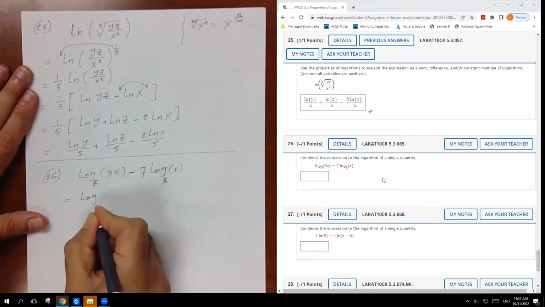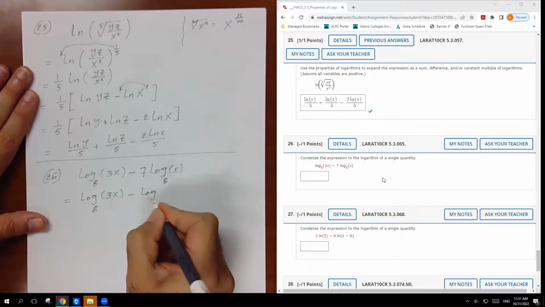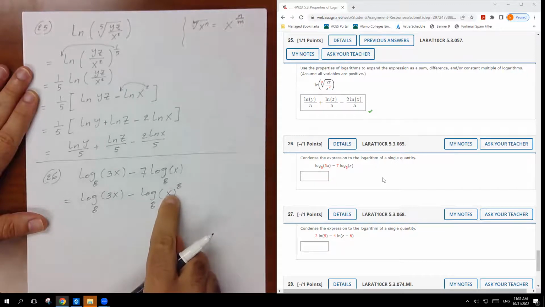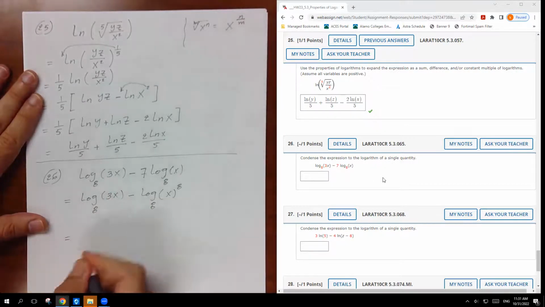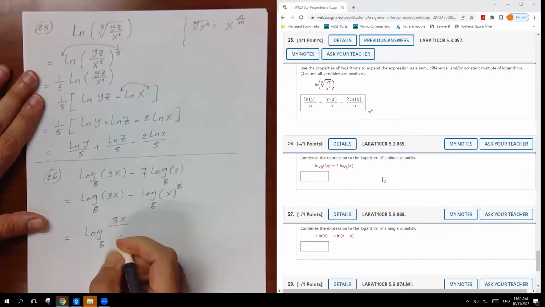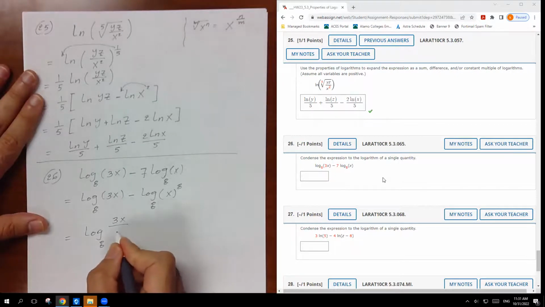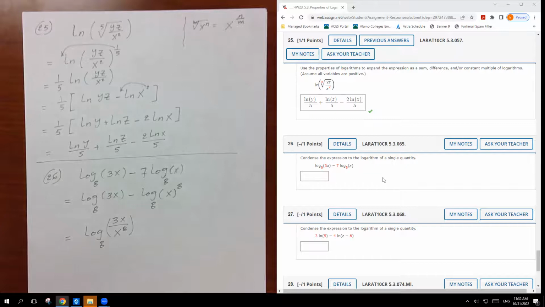So it's going to be log to the base 8 of 3x minus log to the base 8 of x to the power 8. You can write down the 8 here, or on the x, it's going to be the same thing. Now next step, I have minus between two logs, so it's going to be division. So it's going to be log to the base 8 of 3x divided by that x, yes, divided by x to the power 8. So we wrote this one as a single log. And I don't think that you have to simplify x with x^8. Just type it like this.